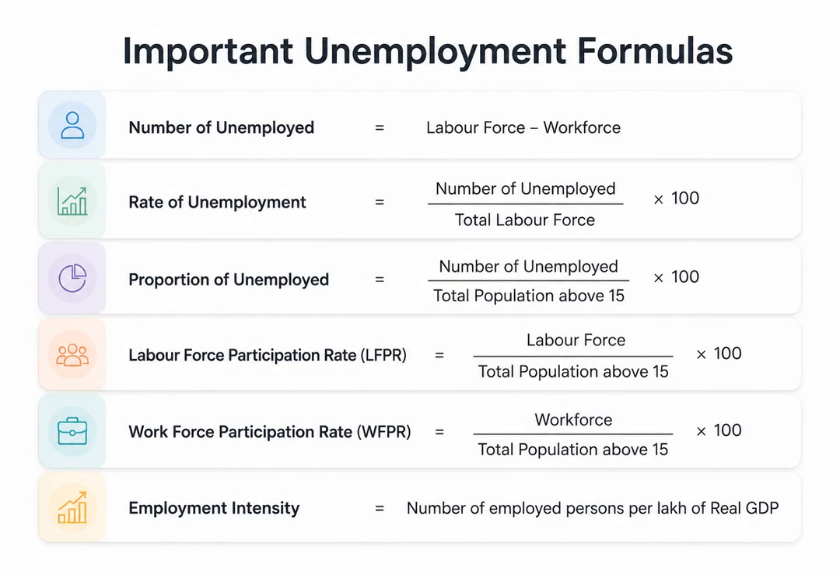From those definitions, we derive several crucial formulas. The number of unemployed is simply the labor force minus the workforce. The unemployment rate is the percentage of the labor force that is jobless. We also measure the labor force participation rate, or LFPR, which tells us what fraction of the working age population is actually engaging with the job market. Another interesting metric is employment intensity, which measures how many jobs are created per lakh of real GDP.